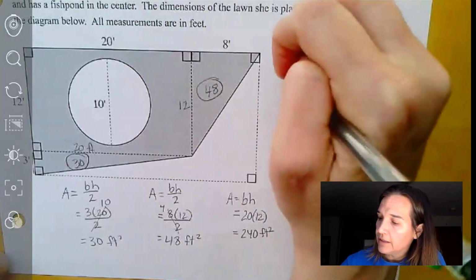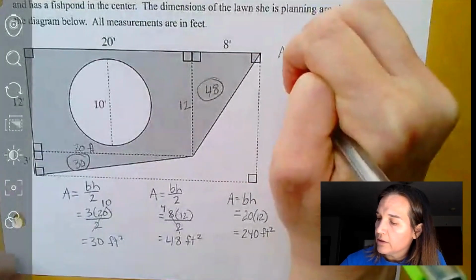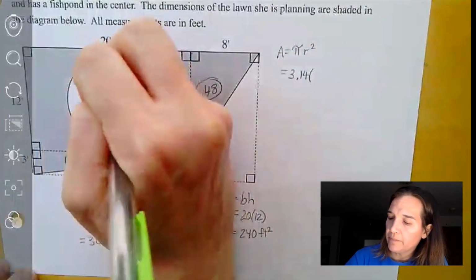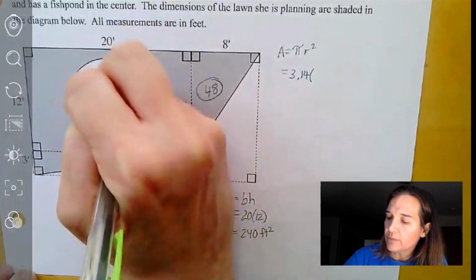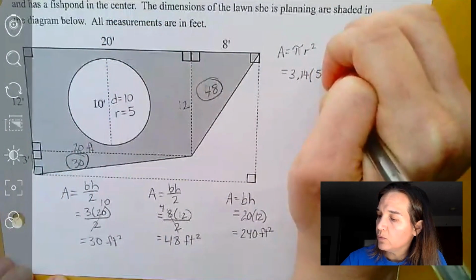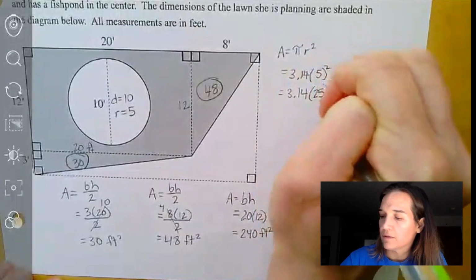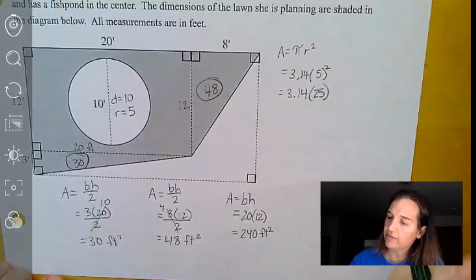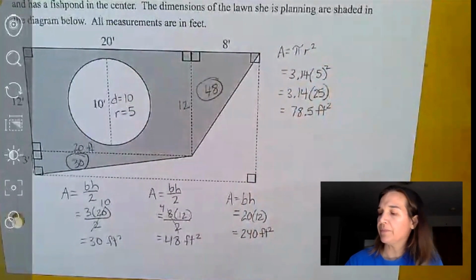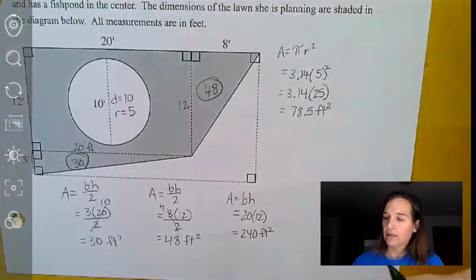So for circle, the area is pi times radius squared. Pi is 3.14. And the radius on this, well, I can see over here, the diameter is 10, which means my radius has to be 5. So I'll do 5 squared, which is the same as 25. And so I multiply 25 times 3.14 and get my 78.5 feet squared. So these are the ones I want to add, and this is the one I want to subtract. So I'll do that now.